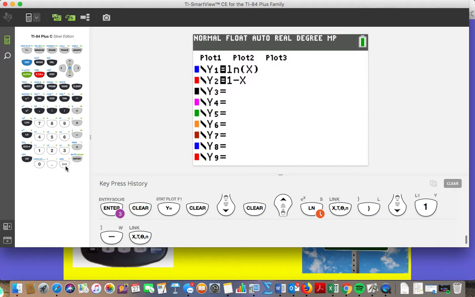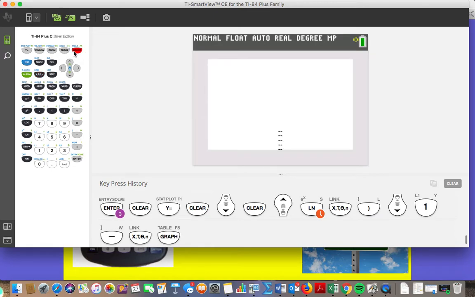Be careful not to use negative. If I use negative, it won't give it to me, okay? So there is a difference between this negative and minus. I know you probably know that, but just in case. All right, then what do I go to? Graph. Very good.